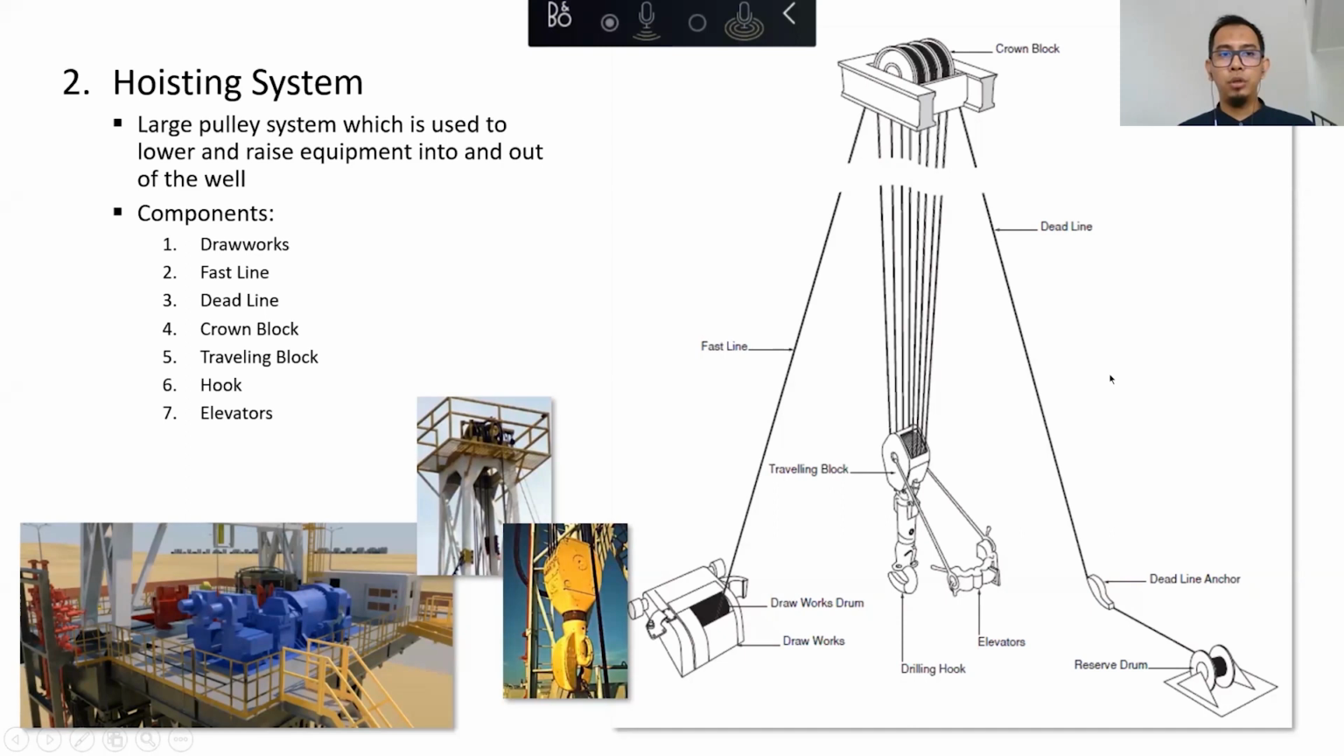So that's about the hoisting system. You have drawworks, fast line, dead line, crown blocks, traveling blocks, hooks, and elevator.